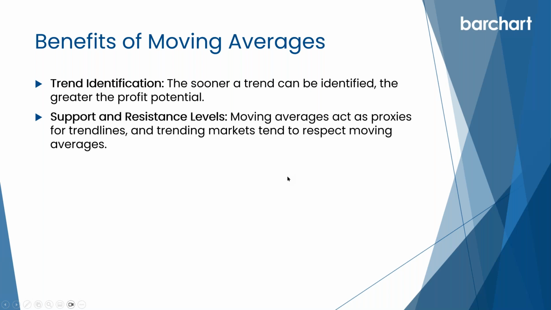So, support and resistance levels: moving averages can act as proxies for trend lines and often act as levels of support and resistance. Also, it can be used as a risk management tool, alerting us of a possible change in trend, giving the trader permission to liquidate or reduce their position.